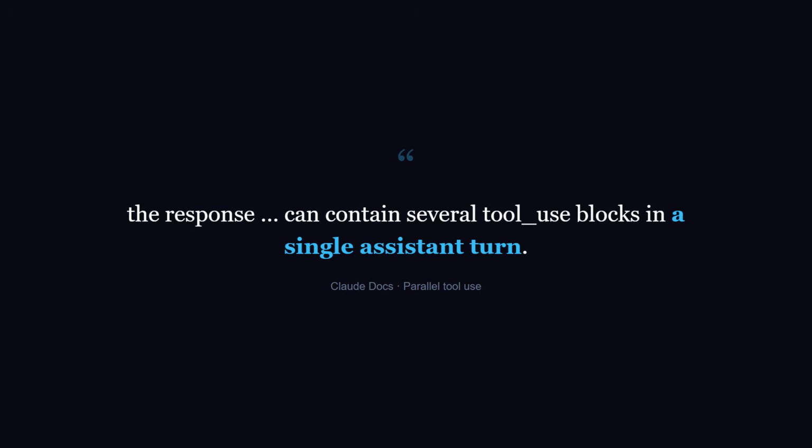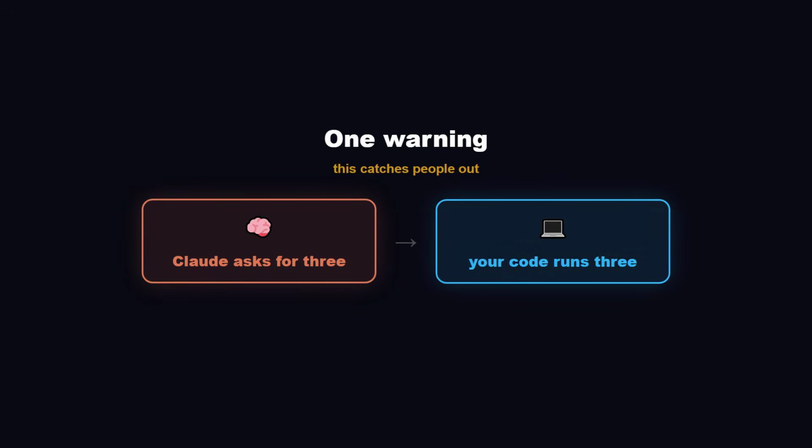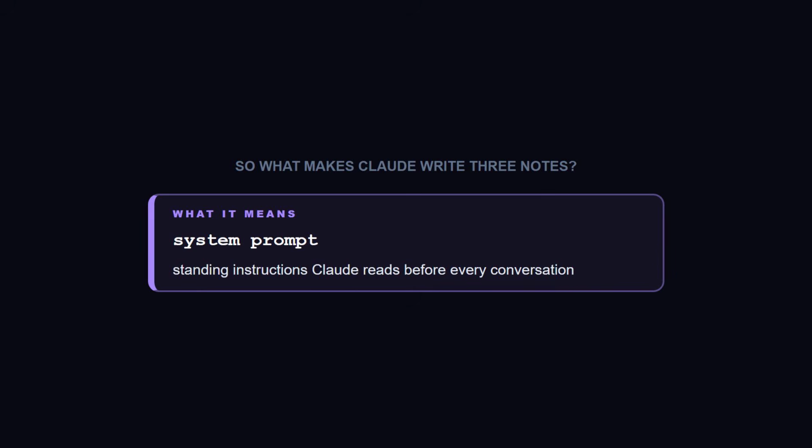One warning, because this catches people. Claude writing 3 notes doesn't automatically make them run at once. Claude is only asking. Your code still has to actually run all 3 together. So what makes Claude write 3 notes instead of 1?